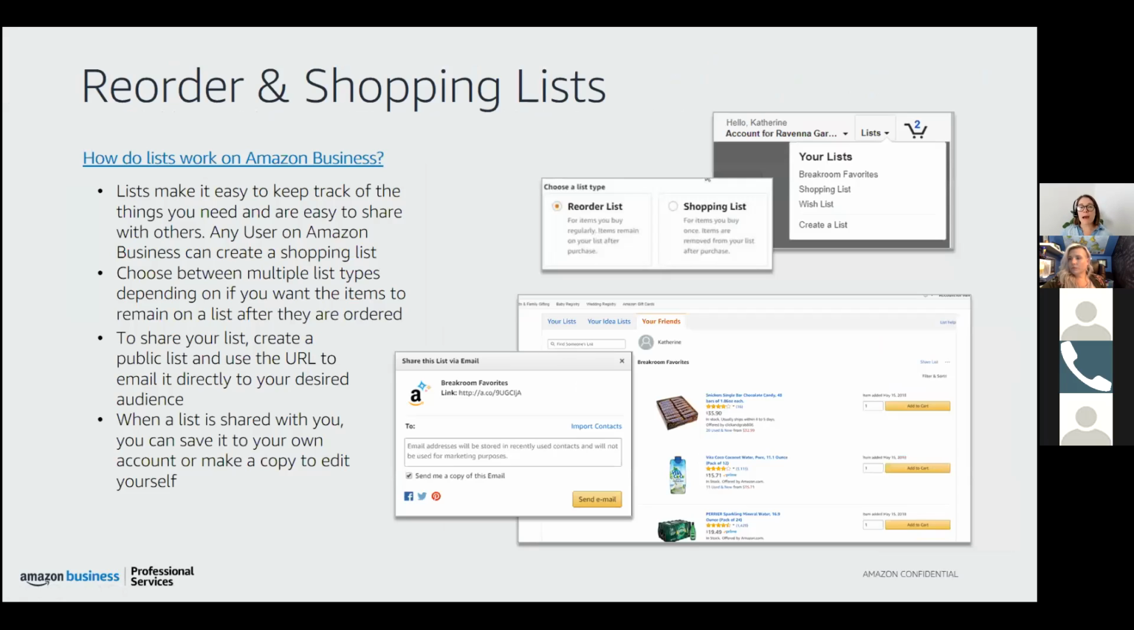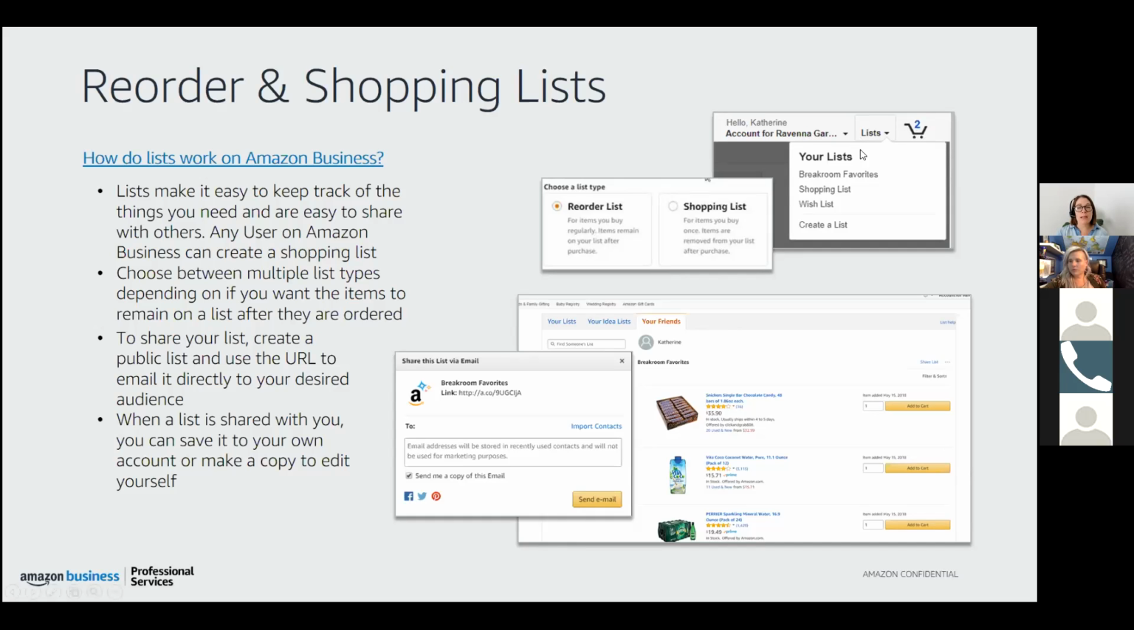Within your account, you have the ability to create reorder and shopping lists. Lists make it easier to keep track of things that you need, and they're easy to share with others. Any user on the account can create a list. There are two different kinds of lists. One is a reorder list, which is for things that you're going to buy continuously. And the other is a shopping list for items that you need to buy one time, and then they'll be removed from the list.